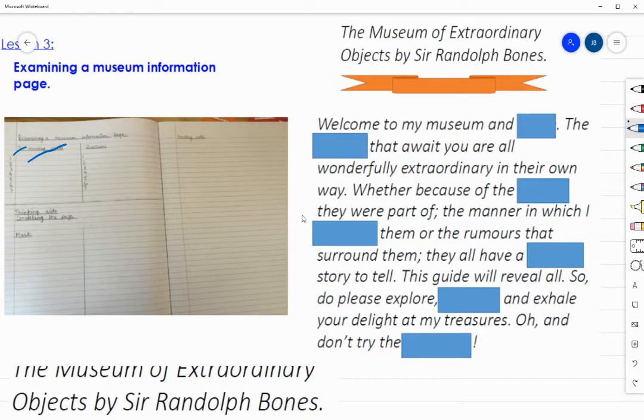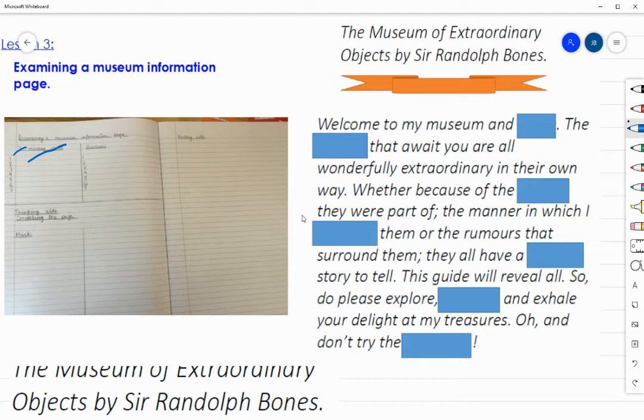So follow along and we will see what those missing words are. They've got to make sense in the sentence. So, welcome to my museum and blank. The blank that await you are all wonderfully extraordinary in their own way, whether because of the blank they were part of, the manner in which I blank them, or the rumours that surround them. They all have a blank story to tell. This guide will reveal all. So do please explore blank and exhale your delight at my treasures. Oh, and don't try the blank.